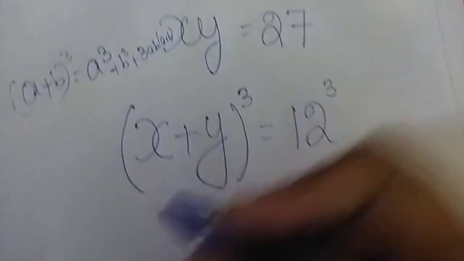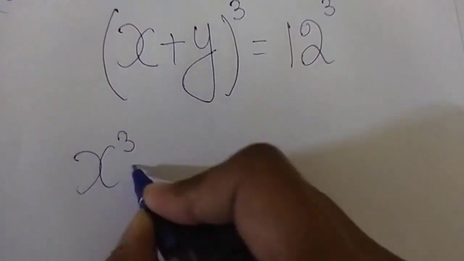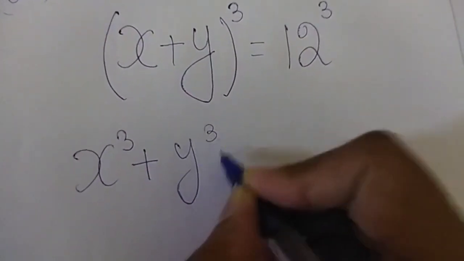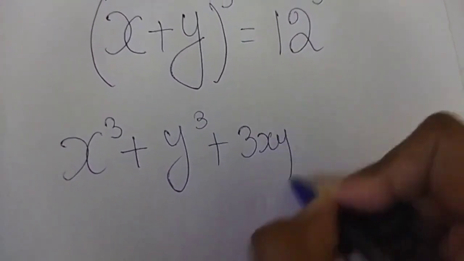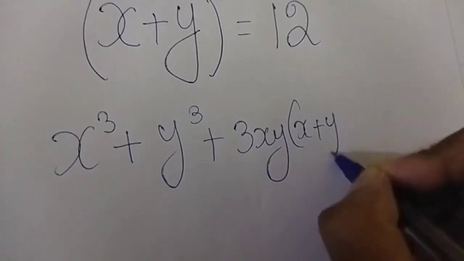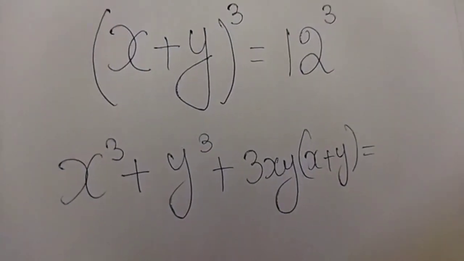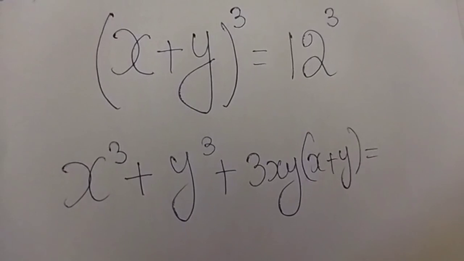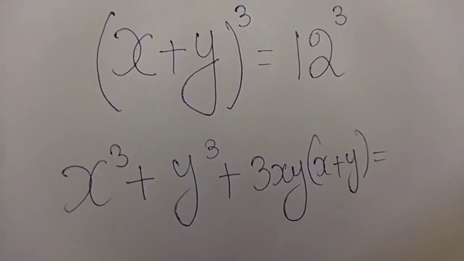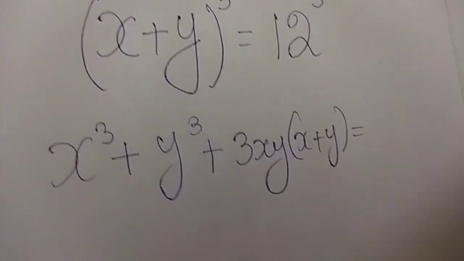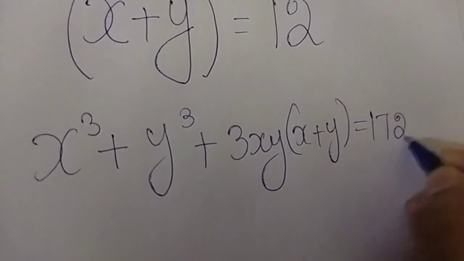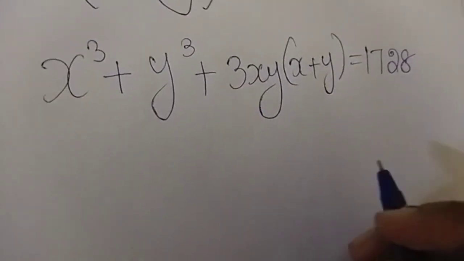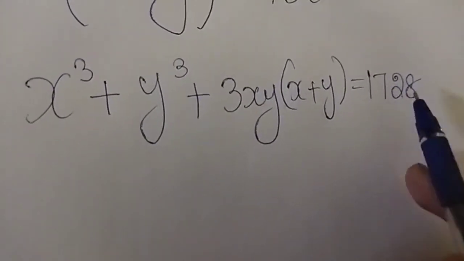So if I use that formula, x cube plus y cube plus 3xy into x plus y is equal to 12 cube. 12 into 12 is nothing but 144. 144 into 12 is 1728. You need to memorize the cube table also up to 15. So 1728.